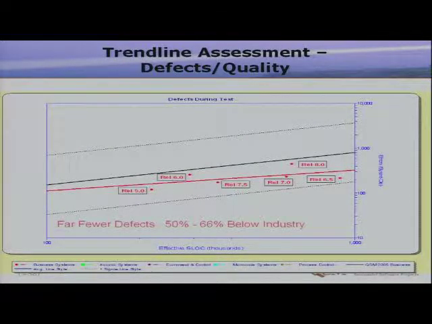And when we put a line through Follett's data and compared it against the trend, what do you see? Are fewer defects or more? I kind of gave you the answer, right? Fewer. By about 50 to 60% below industry. So if the industry average is 100, they're finding 50 or 66.